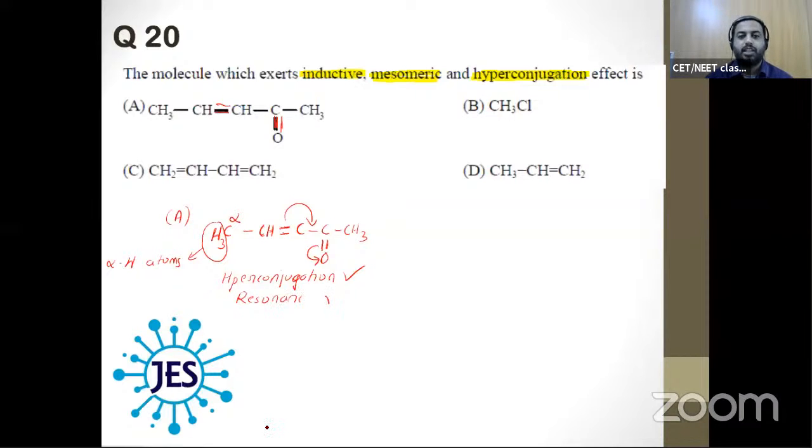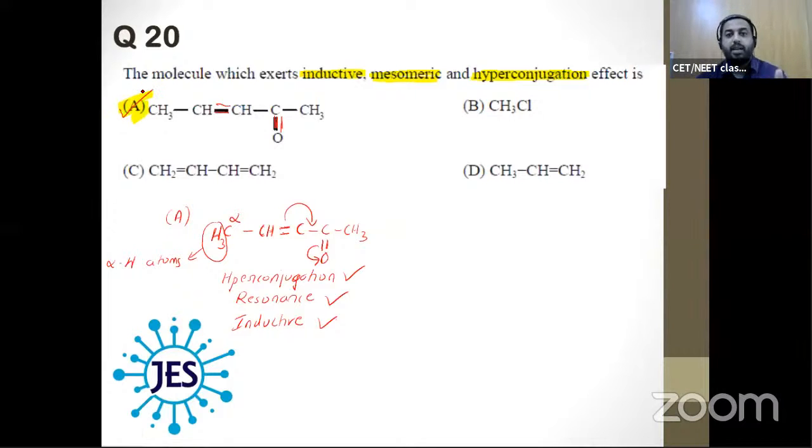Resonance effect, yes. Again, inductive effect is something which is always there. Inductive also, yes. So compound A shows all the three effects. So this is right. Option A. One second. I'll mark it. Option A itself is the correct answer.